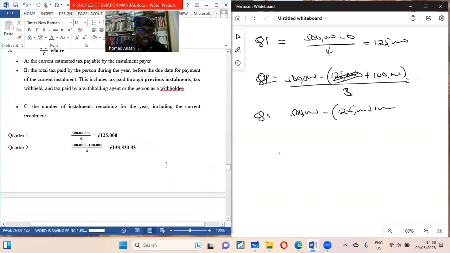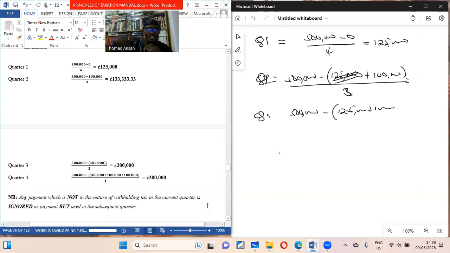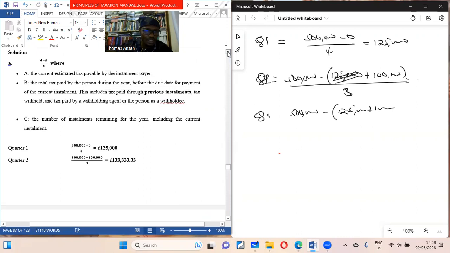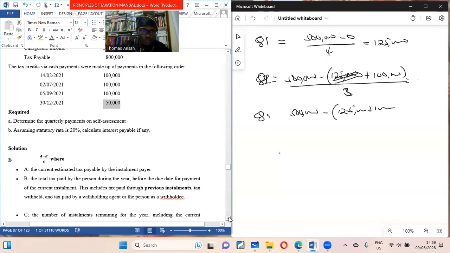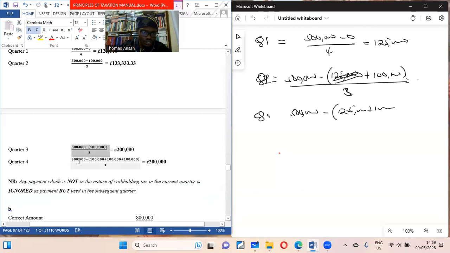And when we come to September, remember in September, the Q3, they actually made payment. But because it's a payment and not in the form of withholding tax, it will rather reflect in Q4. And in Q4, this 50 will not reflect because it's a payment. All right, so are you getting it? So in Q4, that is why you see these 200,000.